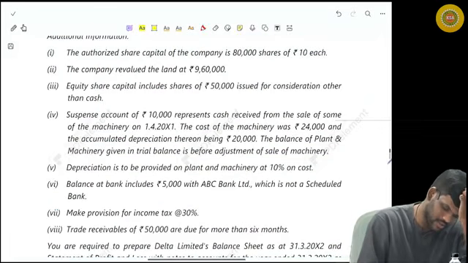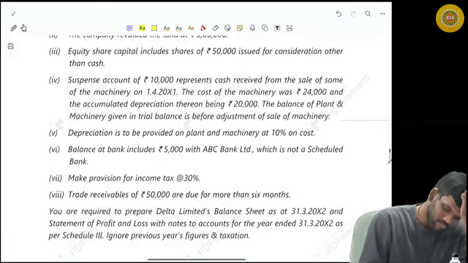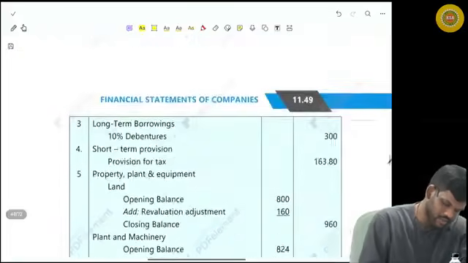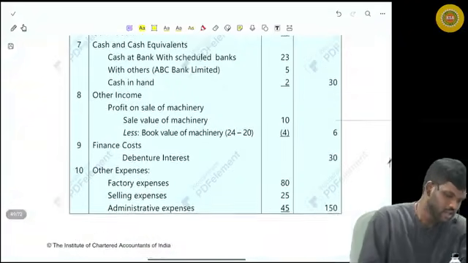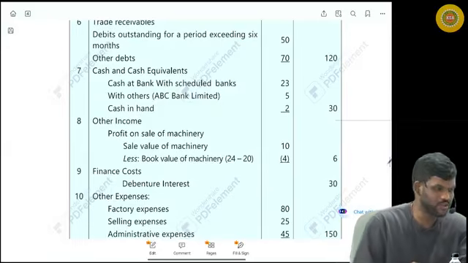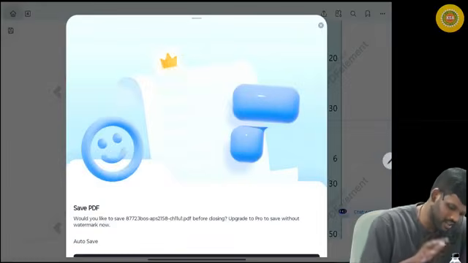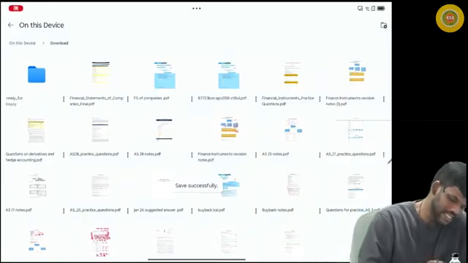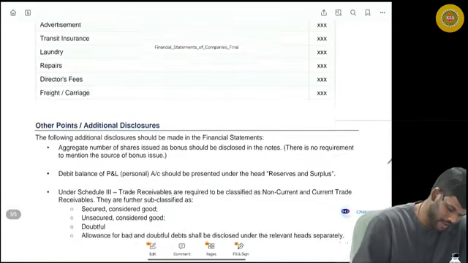Suspense account we have seen. Trade receivables due for more than 6 months we have seen. Okay, so these are the adjustments mainly which I wanted to discuss. Don't switch off the video. So still we are not done. There is one more point which I wanted to discuss on dividend declaration. This is there in your law syllabus also.